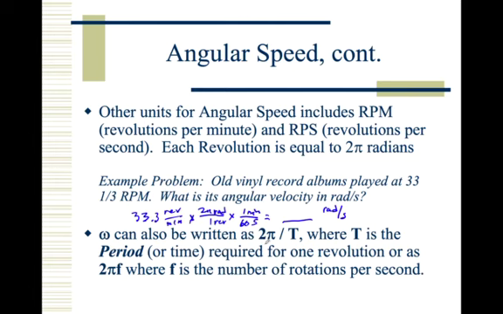Omega can also be written as 2 pi over capital T, and this is a new thing here for us. Capital T doesn't just represent time, it's a very specific time. It's the period or time required for 1 revolution. You can also write omega as 2 pi f, where f is the number of revolutions or rotations per second, where f represents a frequency.